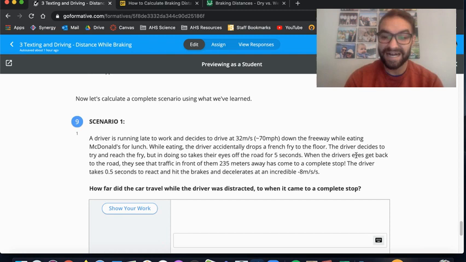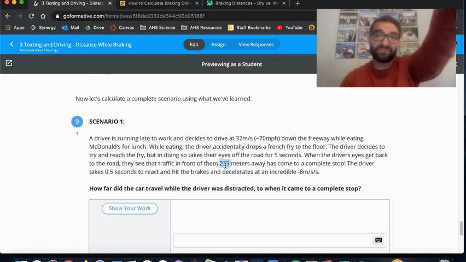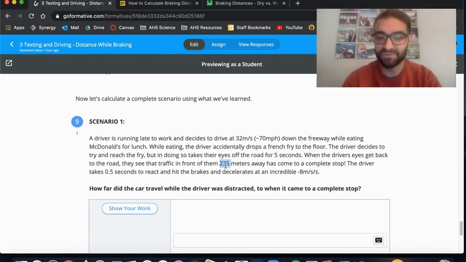So when the driver's eyes get back to the road, they see that traffic in front of them, 235 meters away, has come to a complete stop. Now, in the real world, they wouldn't be able to know this, but in our scenario, we can give you that information. So traffic now right in front of that driver is just stopped. Maybe there's an accident, maybe someone merged wrong, whatever. Maybe there's just too much traffic, so it comes to a stop. This happens a lot. And so the driver then takes half a second to react.